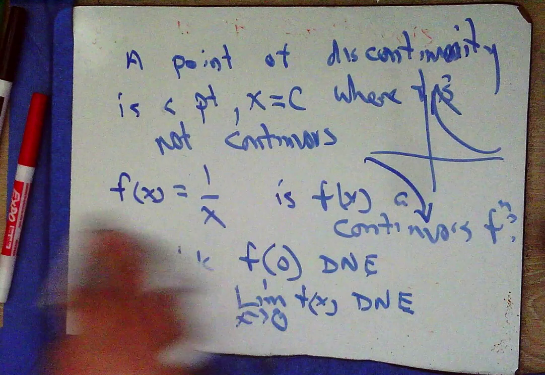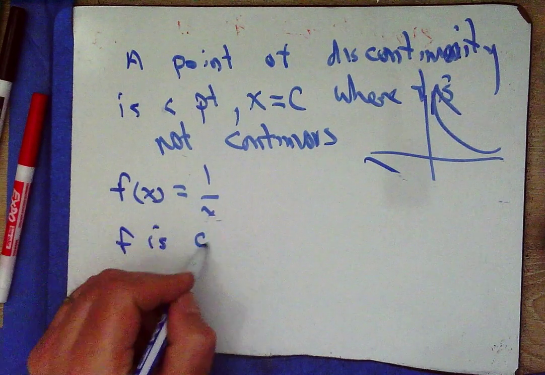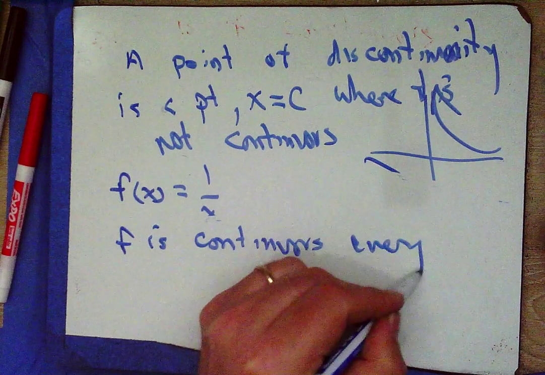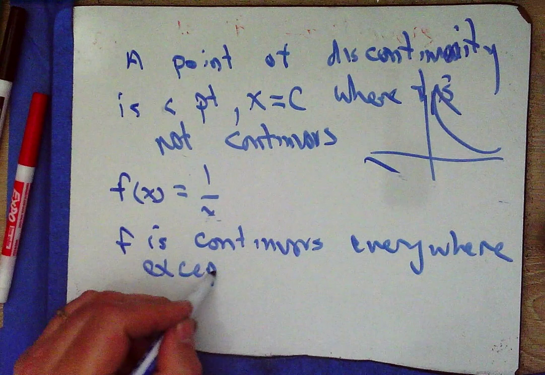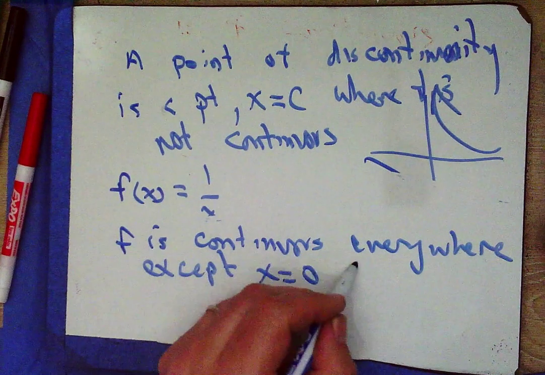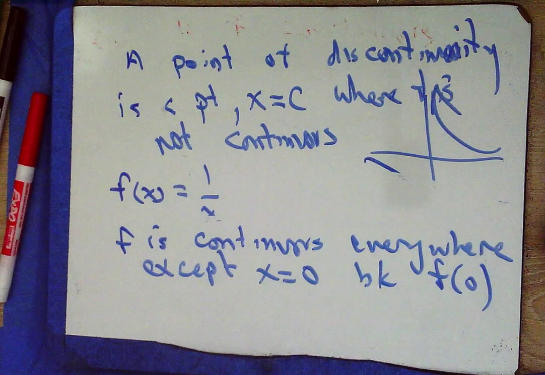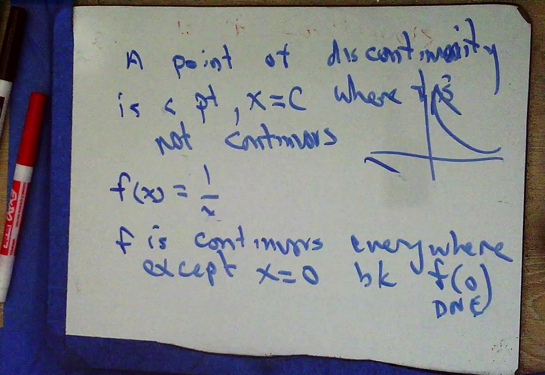Or we could say f is continuous everywhere except x equals 0 because of something like that. F of 0 does not exist. Great.